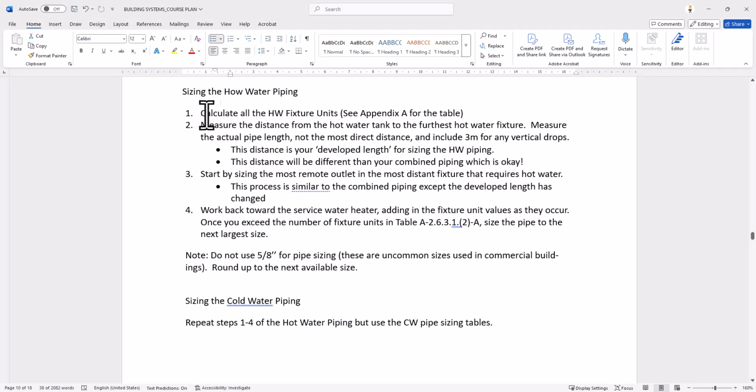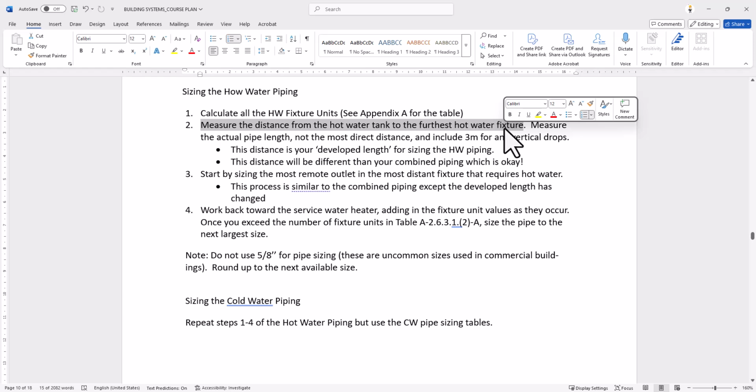All right, so calculate all the hot water fixture units. We've already done that. I've showed you how to do that for the fixture units. You should have a table of that in your model space. This is the next piece. So measure the distance from the hot water tank to the furthest hot water fixture. So this is the developed length, all right?